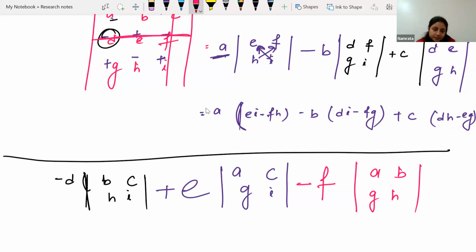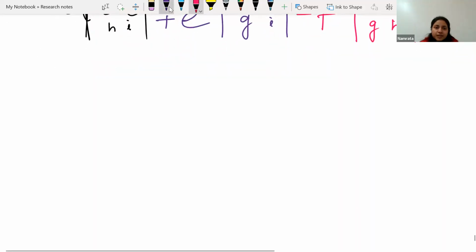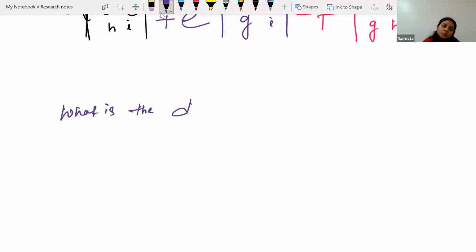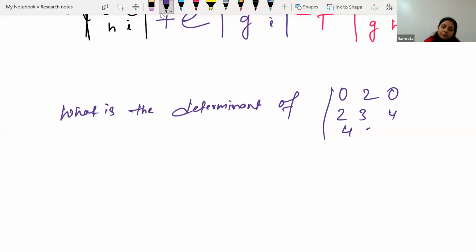Now let's find one determinant, the very basic question from this chapter. So what is the determinant of 0, 2, 0, 2, 3, 4, and here 4, 5, 6. This question I have taken from the previous year question paper only. Okay, so this question you can expect as an MCQ, a 1 mark question, where the answer will be given and you have to mark it.